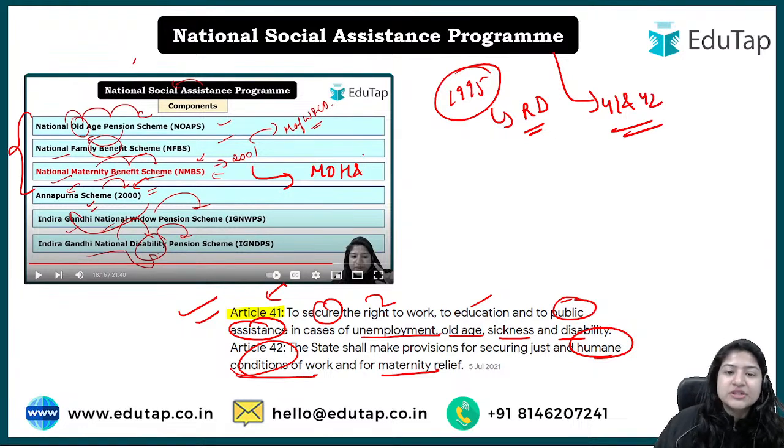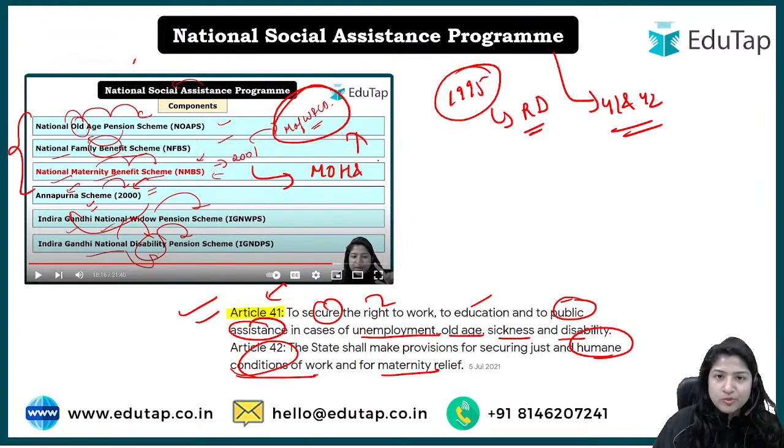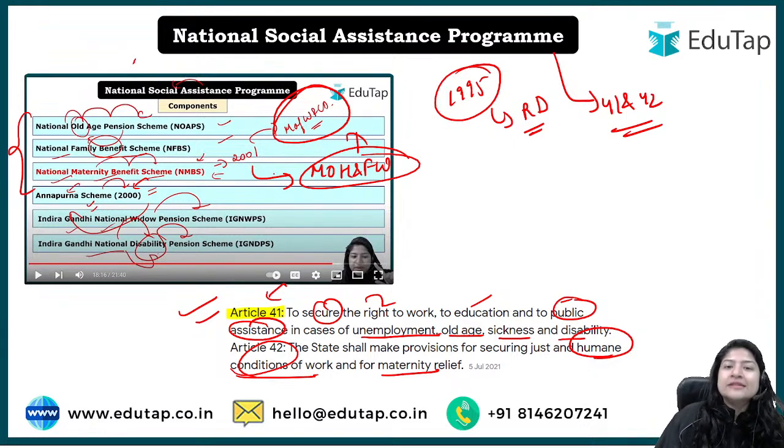In yesterday's session I mistakenly said Women and Child Development. That's wrong. I have also pinned a note. I want to apologize for that. It's the Ministry of Health and Family Welfare, under which this particular scheme, the National Maternity Benefit Scheme, has been since 2001. Okay, so this is from the previous session.